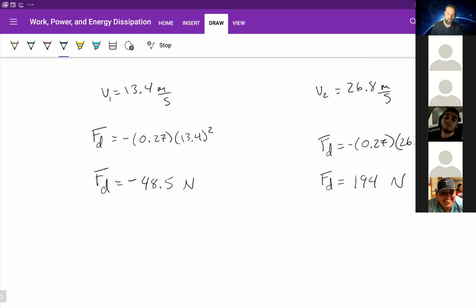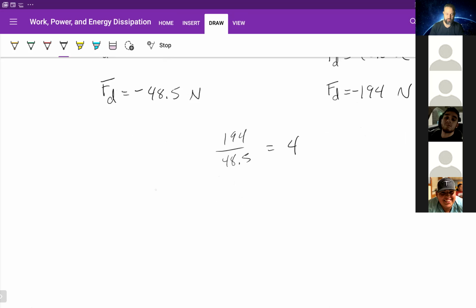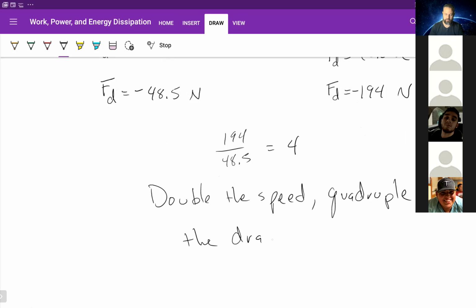All right, so the magnitude for the first one is 48.5. The magnitude for the second one is 194. If I divide these, 194 divided by 48.5, I should get something close to 4, and I get exactly 4. Okay, so if I double the speed, I quadruple the drag. All right, so you double the speed, you quadruple the drag.